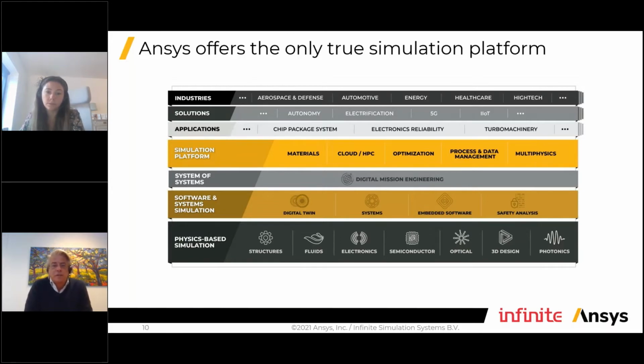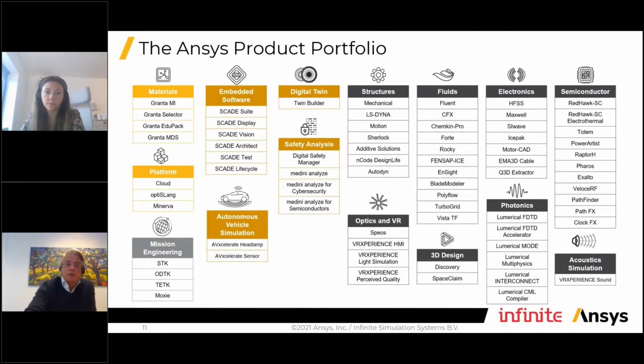Now, I don't have the time to really go in depth, but today, if we look at the total product portfolio of Ansys, we are focusing on the electronics part.